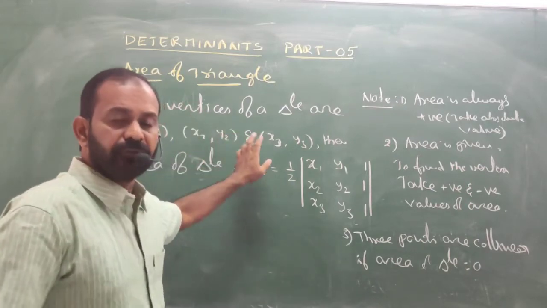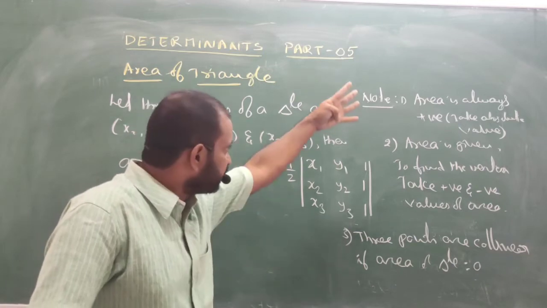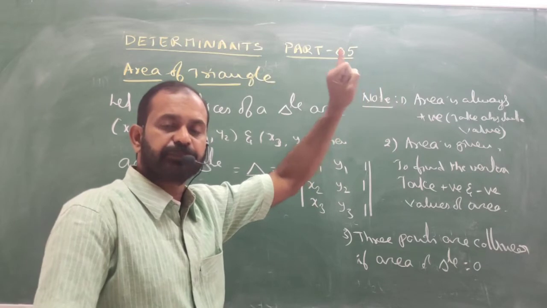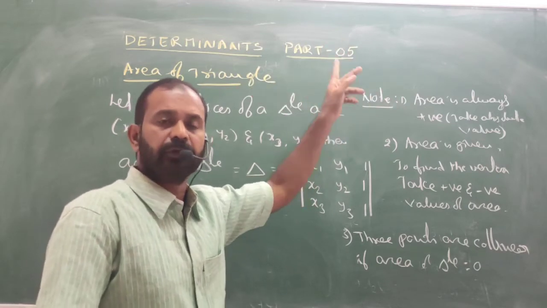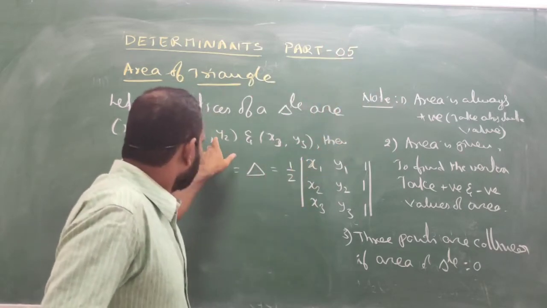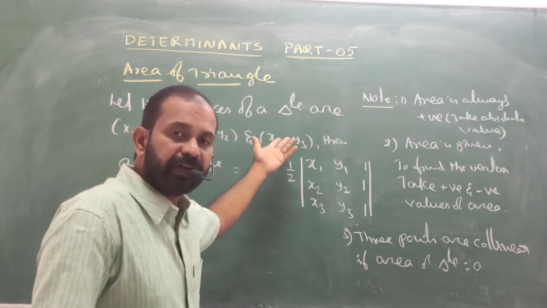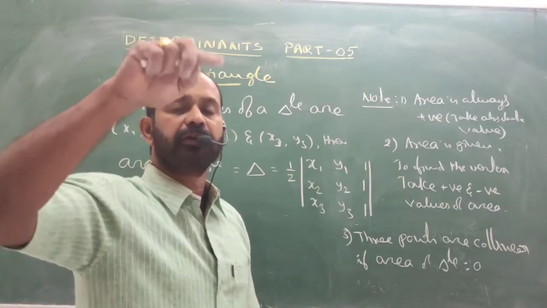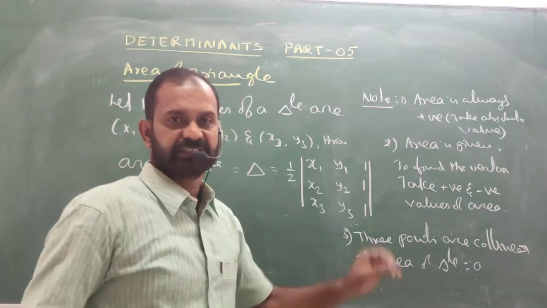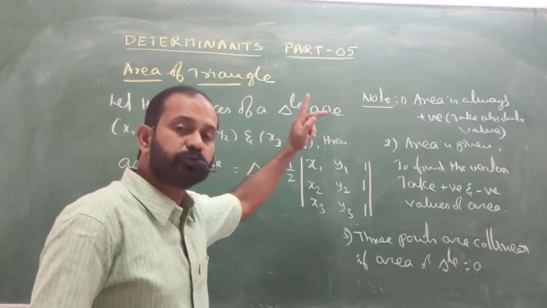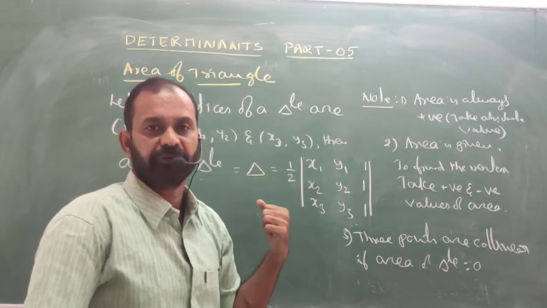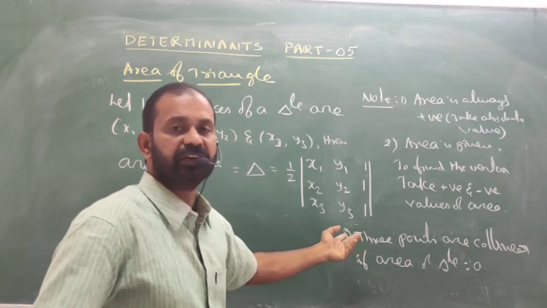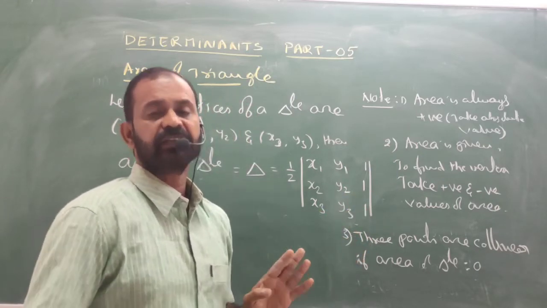What is the formula for finding the area of the triangle? Then three notes. One is, area of the triangle is always positive, so take the absolute value. Second one, to find the value of any vertex when the area is given, the given area you have to take as plus or minus, then only we can find that vertex, that means two values. Otherwise, we will be having only one value. Then third one is, 3 points are collinear, means area of the triangle is zero.